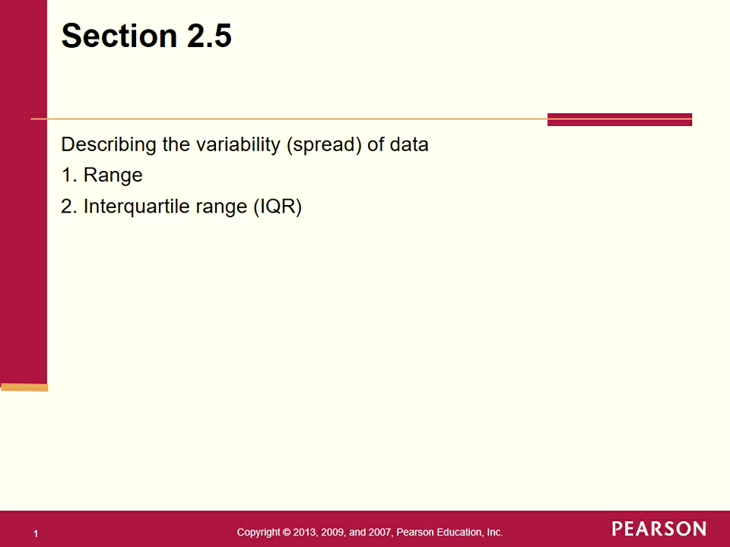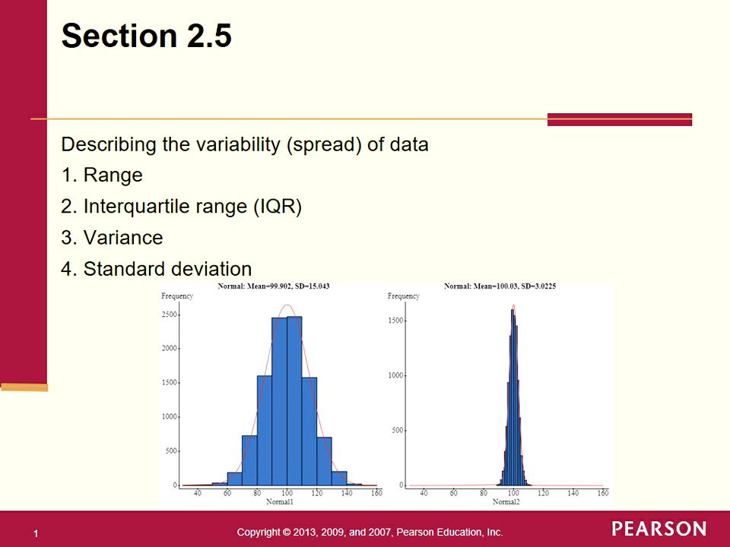One, we have the range. Two, we have what's called the interquartile range, or the IQR. Three, we have the variance. Four, we have the standard deviation. Just as a reminder, the data set on the right is more condensed than the data set on the left. That's what we're talking about, spread of the data. Is it really spread out, or is it really condensed?